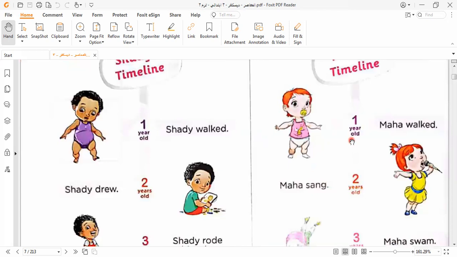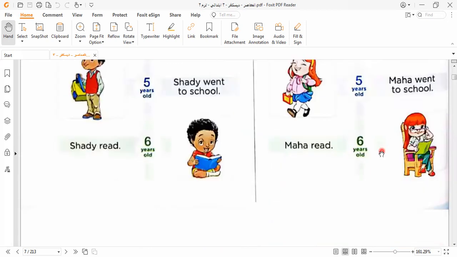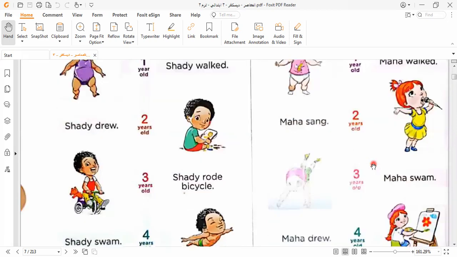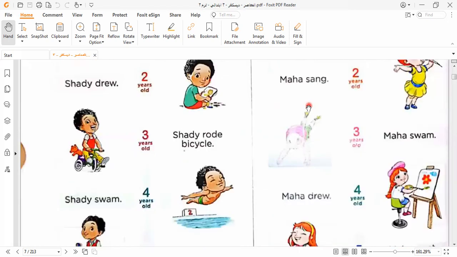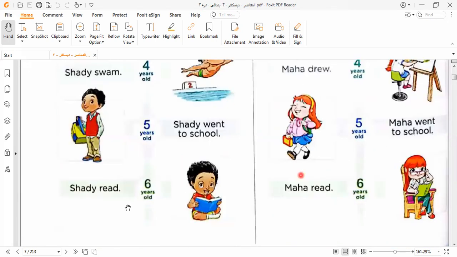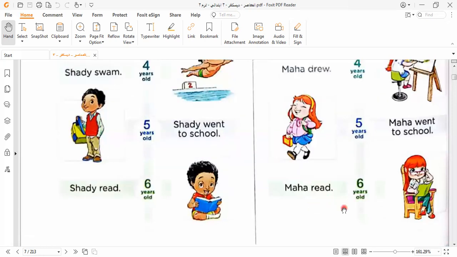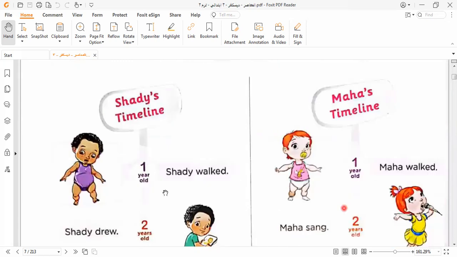The similar events: in 1 year, both walked, and in 5 years both went to school. So we have two similar events here, 1 year walk and 5 years went to school. Shady read at 6 years old. Maha read at 6 years old. And this is another similar time event. We have three similar events in this timeline.